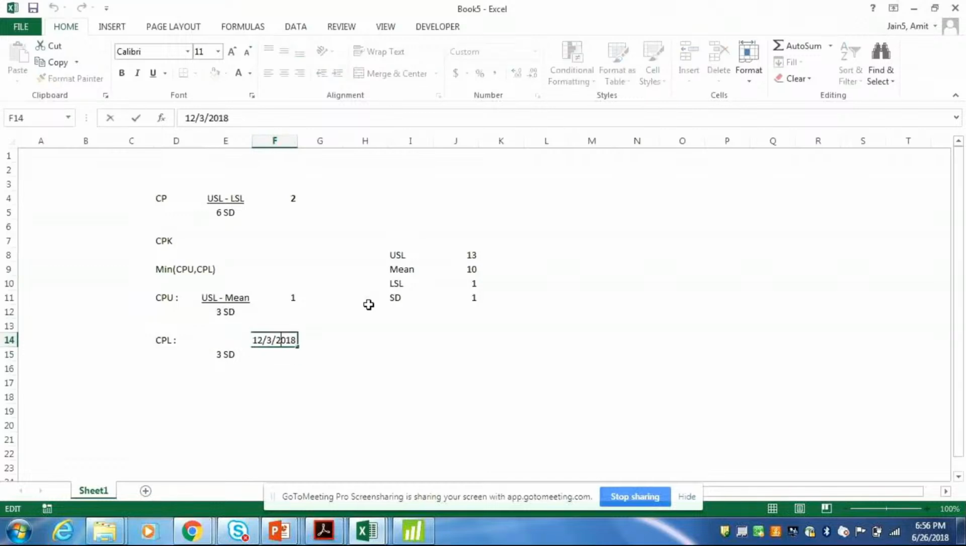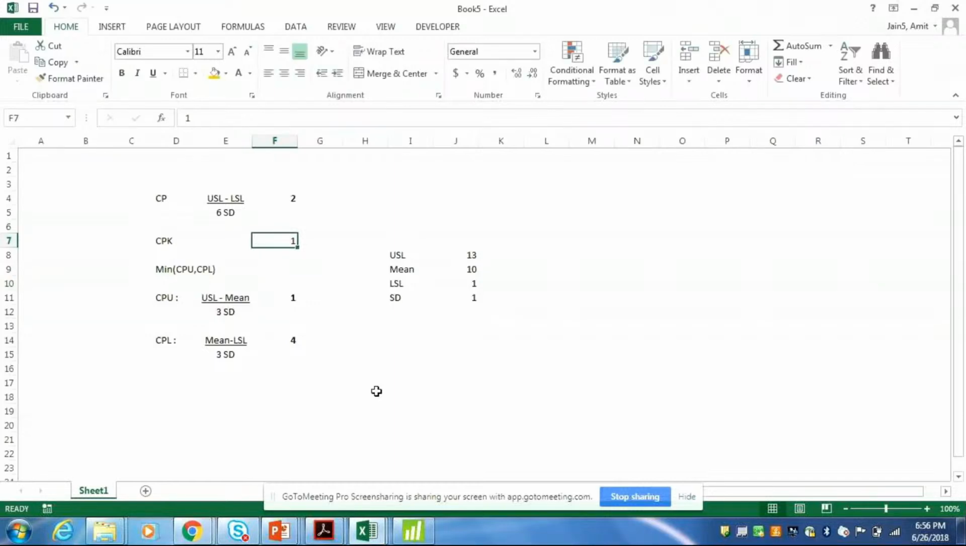This is going to be 12 divided by 3. Oh, yeah. That darn formatting. Oh, yes. You got it now. Sorry. It has become 4. So you see here, CPK is the minimum of CPU and CPL. So it is 1.